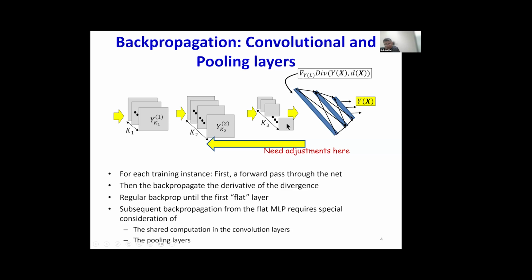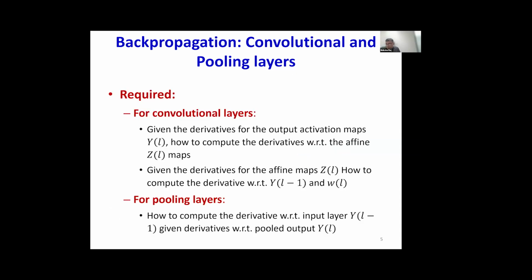And from there on, we would use the backpropagation rules that we've seen earlier in the last class to propagate derivatives further backward. And these backpropagation rules must consider the shared computation in convolutional layers and the somewhat funky computation of the pooling layers. So here's what we needed.